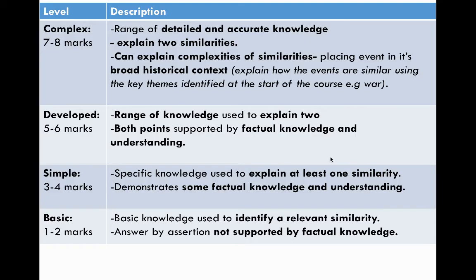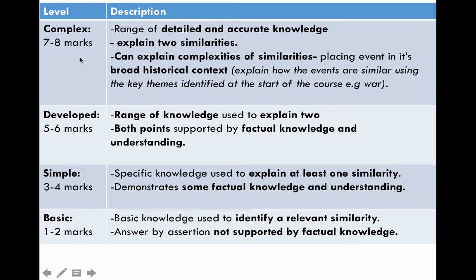If we look at a rough mark scheme here, we'll start at the bottom. Basics of 1 to 2 marks. You might have identified a relevant similarity, but that is about all you've done, with no or very little factual knowledge. If you were to get 3 or 4, you might have explained one similarity really well, using clear factual knowledge, but you've only done 1. Or you might have described a couple reasonably well. But to get 5 to 6 marks, which is really good, you need to have explained 2 similarities, using a range of knowledge that is really clear.